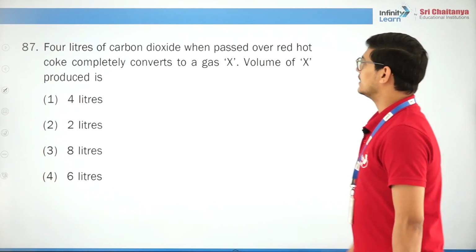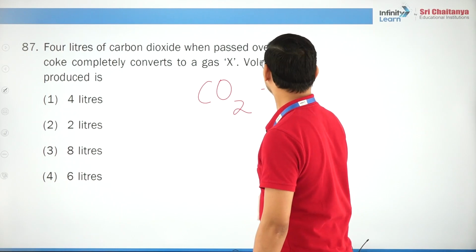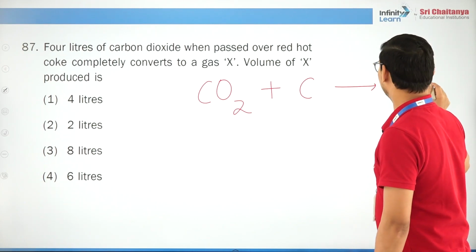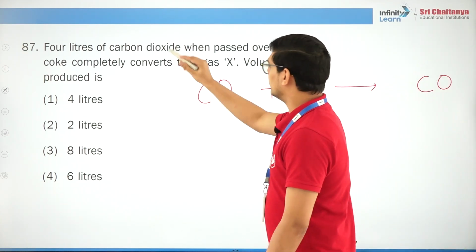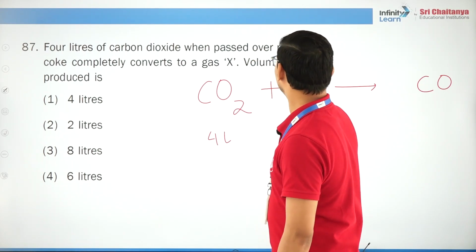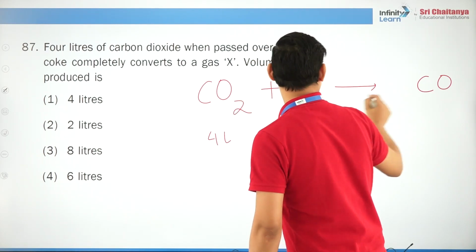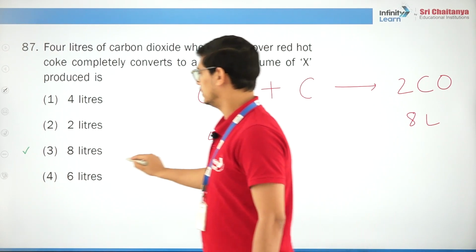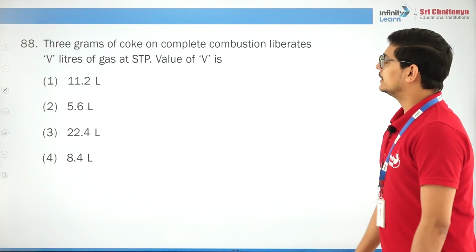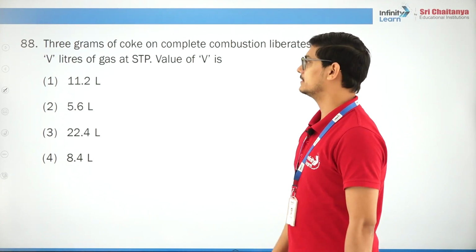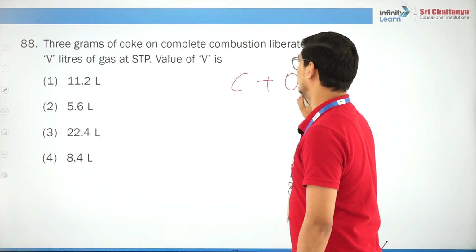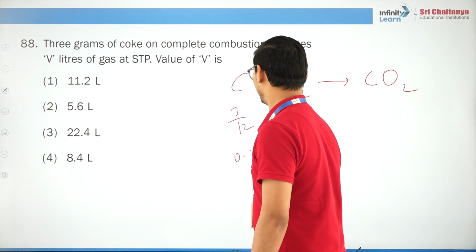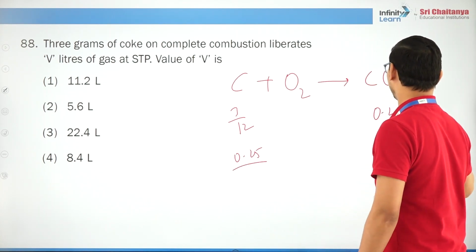4 liter of carbon dioxide is passed over red hot coke completely. So what will happen? It will undergo reduction and it will form carbon monoxide. We have 4 liters of it, and we are passing it over red hot carbon. So basically it will be 2CO, right. So from 4 liters CO2 you will get 8 liter of carbon monoxide, clear that, right. 3 grams of carbon on complete combustion liberates V liters of gas, okay. Carbon, coke is carbon, right, so it is CO2, moles of carbon is 3 by 12, that is 0.25, so this will also be 0.25 mole.